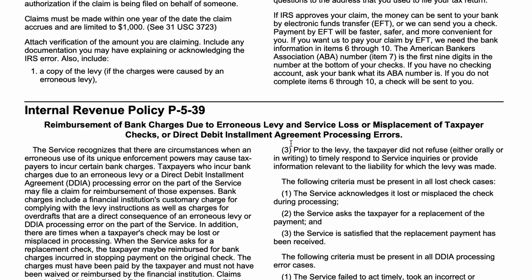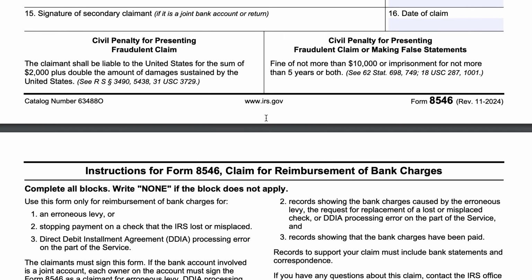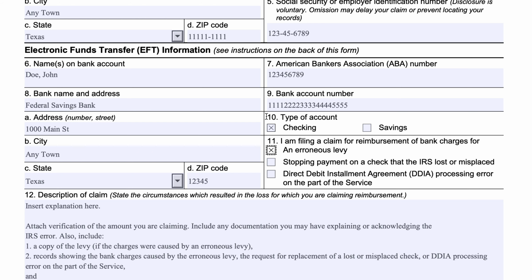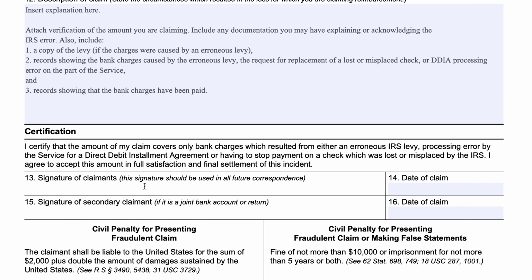So there's a little bit of background information on each of these, in erroneous levy cases, in lost check cases, in all DDIA cases. And again, they're very similar pieces of information. They're just unique to each of those scenarios. And then you sign and date the form. If you have a joint owner, whether it's a spouse or a business partner, both claimants need to sign this, particularly if it's a joint banking account or a joint tax return that you're talking about. So if there are 2 people, both claimants need to sign and date this.